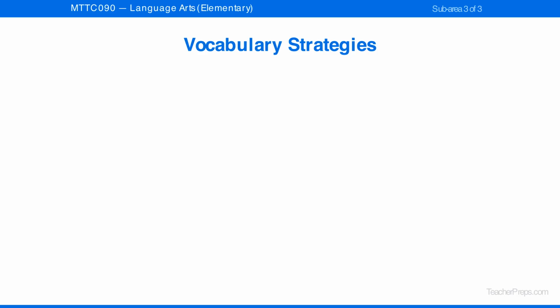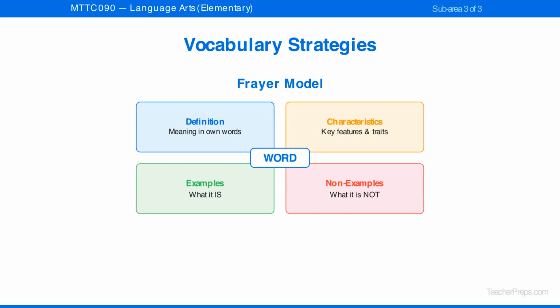Let's talk about strategies for learning vocabulary. Direct instruction is the most explicit approach. The teacher selects important words before, during, and after reading, provides student-friendly definitions, uses the word in multiple contexts, and has students practice using it in their own sentences.